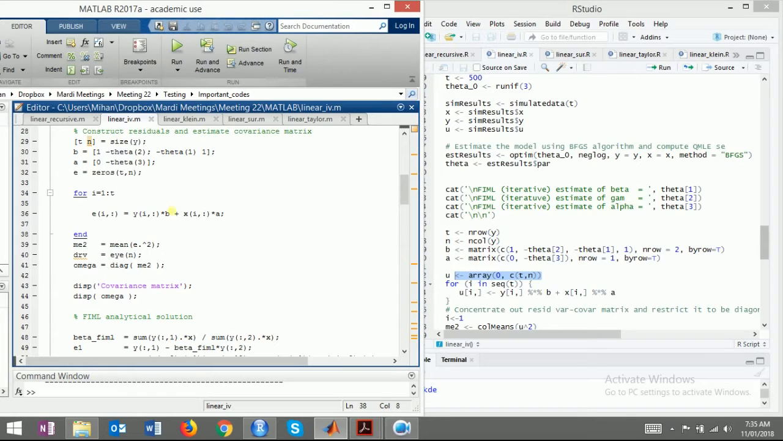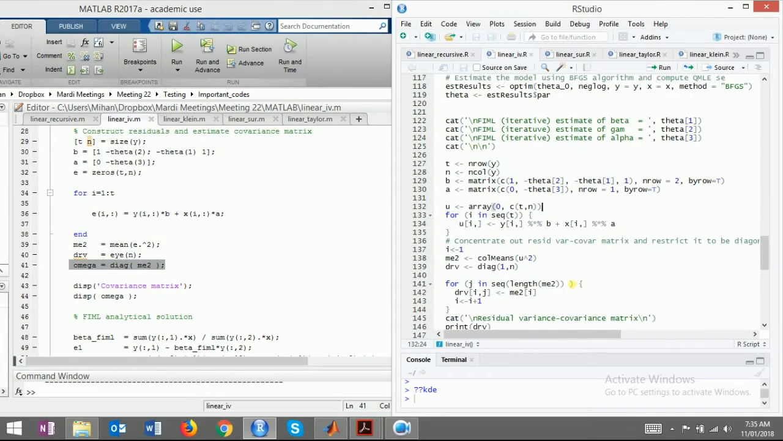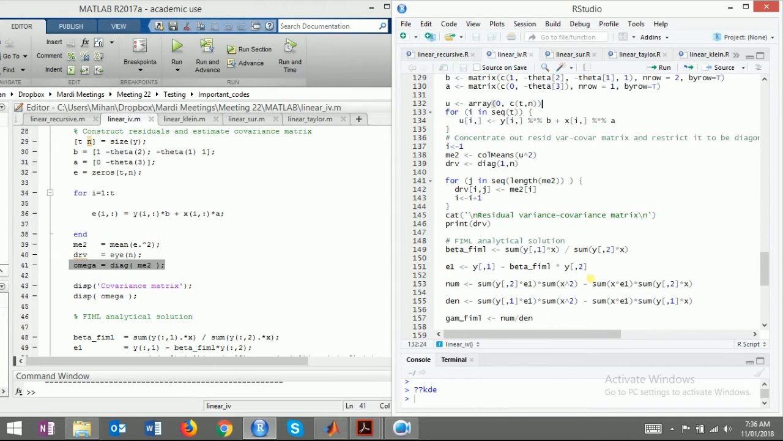Mean, then diagonal variance, the diagonal elements omega. We did that. Then concentrate out the residual variance covariance matrix and restrict it to be diagonal. Again, we have to do this manually, because the diagonal function is not there in R. MATLAB is much easier in this sense. It has the functions necessary.